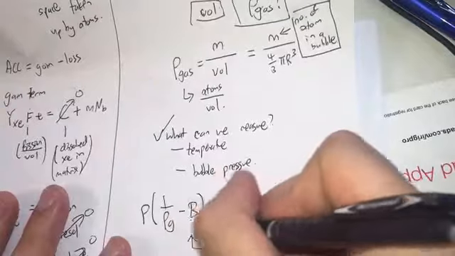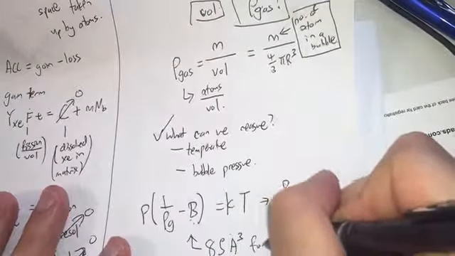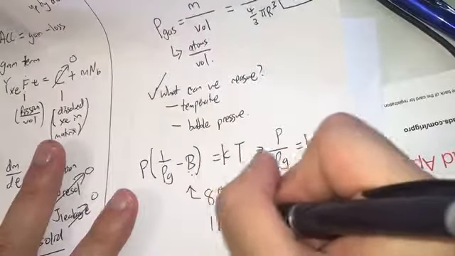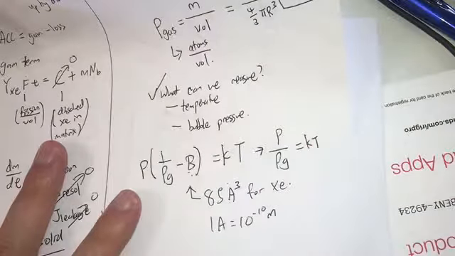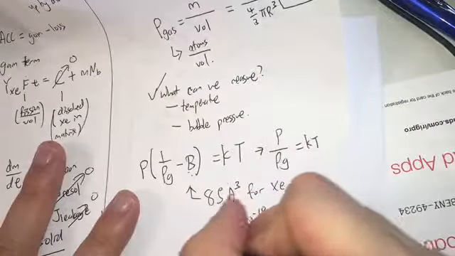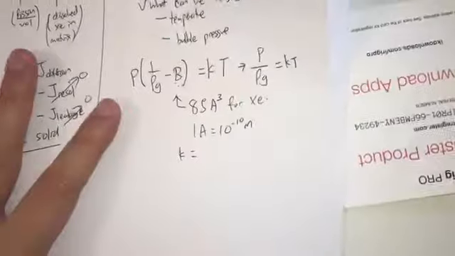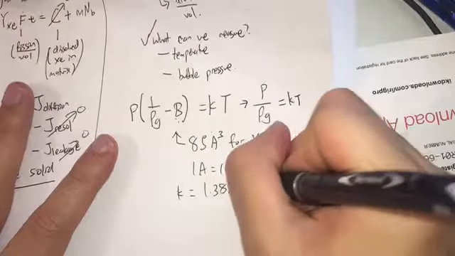So B will be on average about 85 angstrom cubed for xenon. 1 angstrom equals 10 to the power minus 10 meter, and the Boltzmann constant k equals 1.38 times 10 to the minus 23.